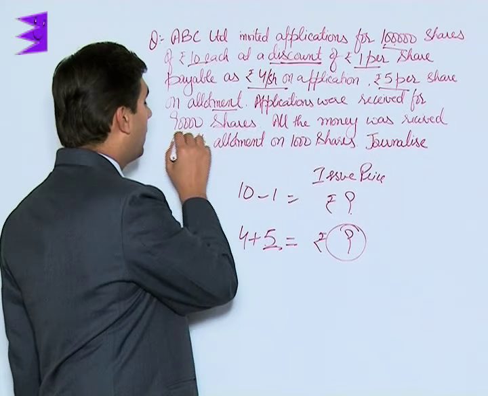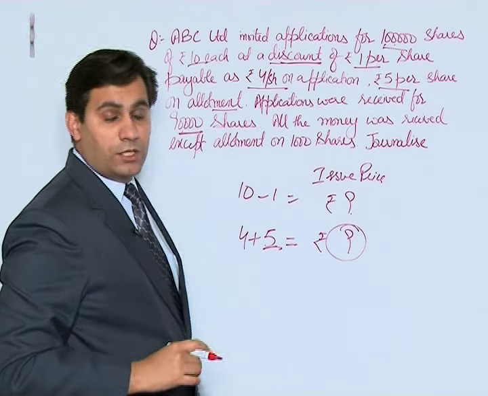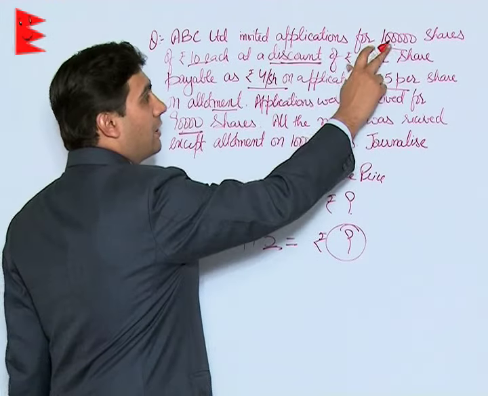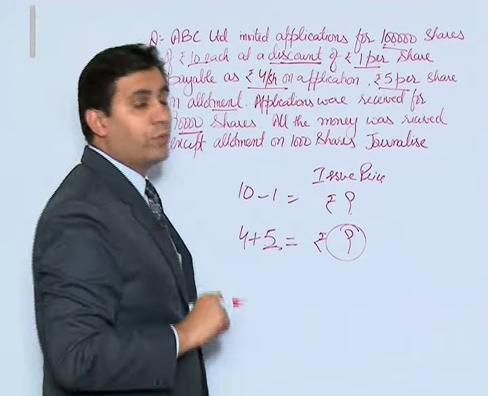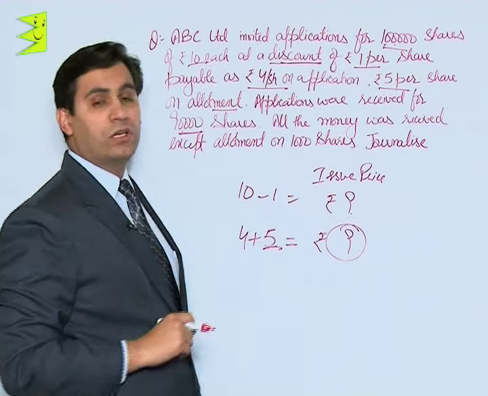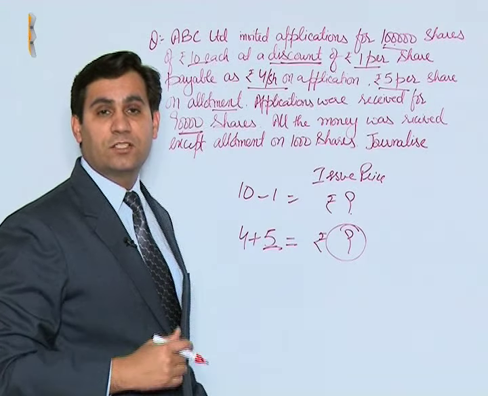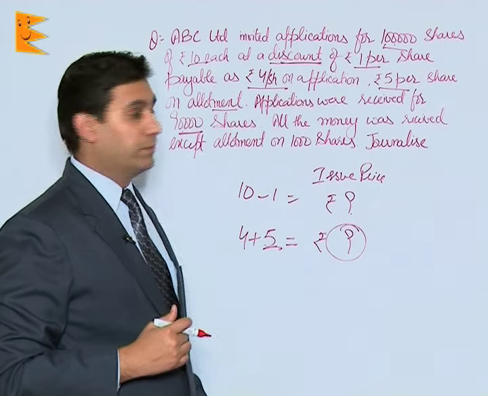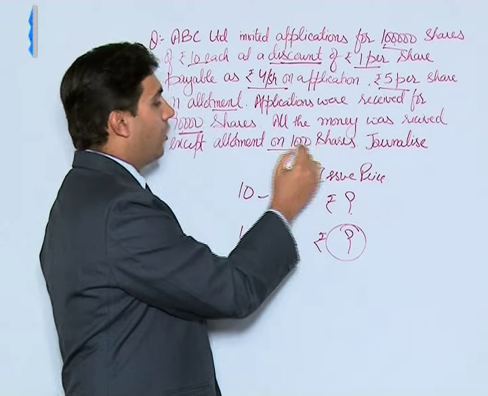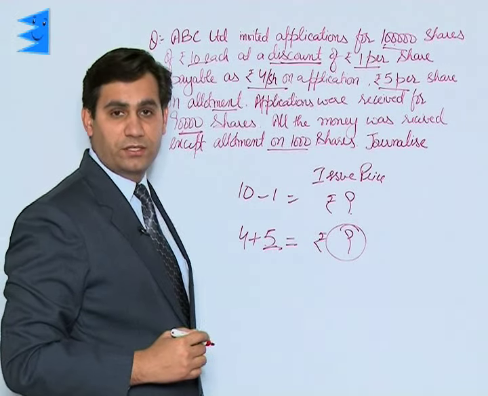Applications were received for 90,000 shares. Now students, here lies the second point. In this case, the shares offered were 1 lakh and we have received applications only for 90,000 shares. That means it is a case of under subscription. All the money was received except the allotment on 1,000 shares.